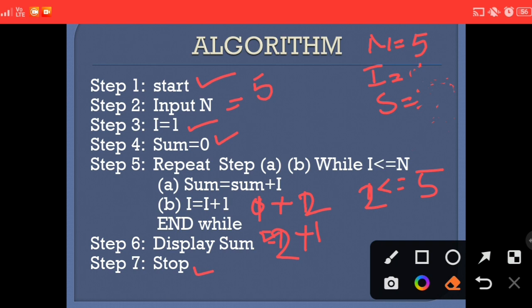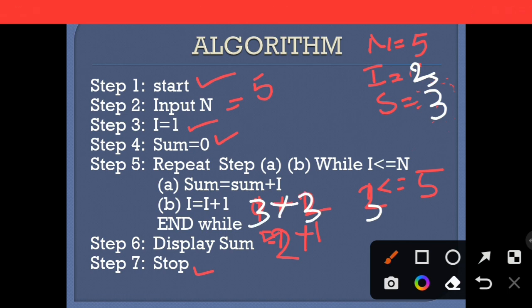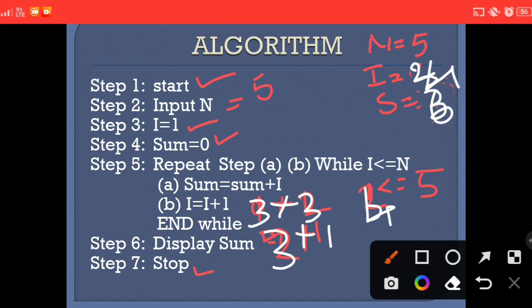The sum value is 3 and the i value is 3. Next, 3 less than or equal to 5 is true. Next, the sum value 3 plus the i value 3, now the sum value is 6. And next 3 plus 1 is 4. The i value is 4. Again, 4 less than or equal to 5 is true. Now 6 plus 4 is 10.